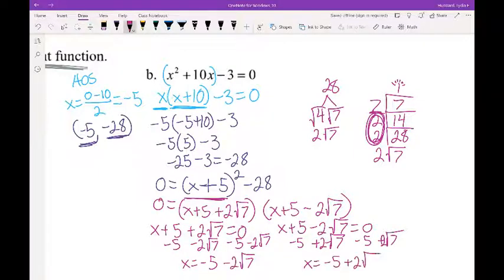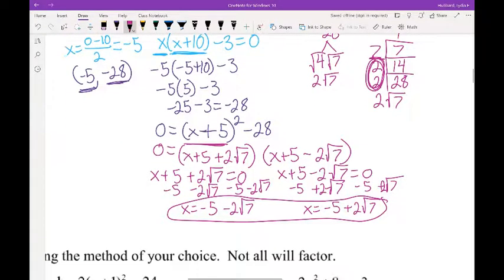Again, if you can jump from the factored form to your answer, I'm okay with that, but just make sure that you are being careful to get your positives and negatives correct there, because that could really mess up your answer.